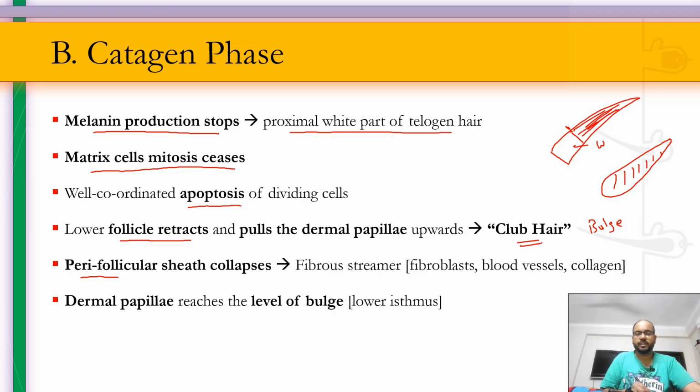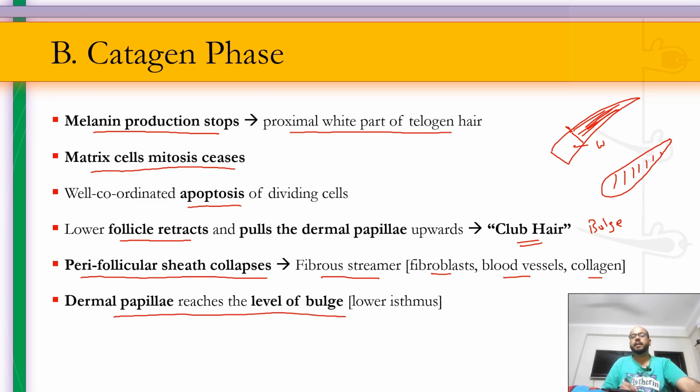The perifollicular sheath, that means the connective tissue sheath surrounding the growing hair, collapses, and then it is known as a fibrous streamer, which is rich in fibroblasts, blood vessels, and collagen. The dermal papilla reaches the level of bulge at the lower isthmus, and when dermal papilla has reached the level of bulge, the catagen phase ends. Clear? Let's move forward.